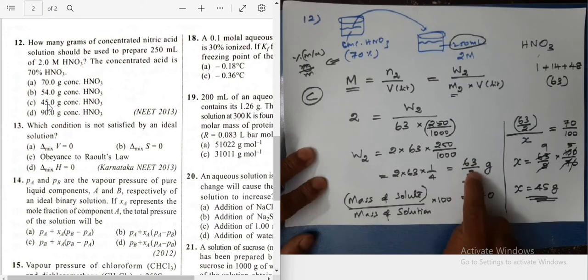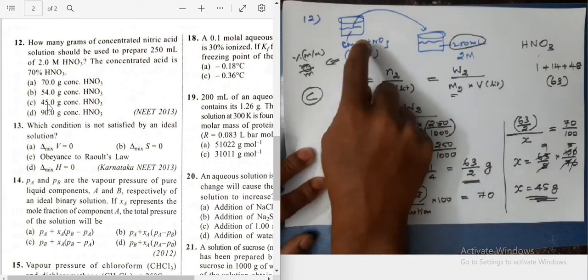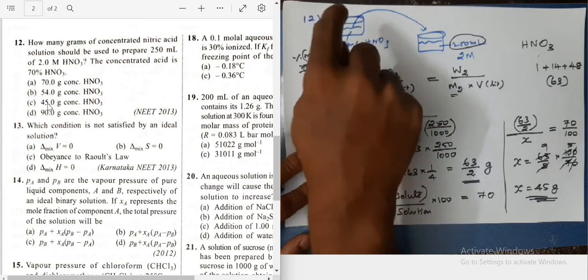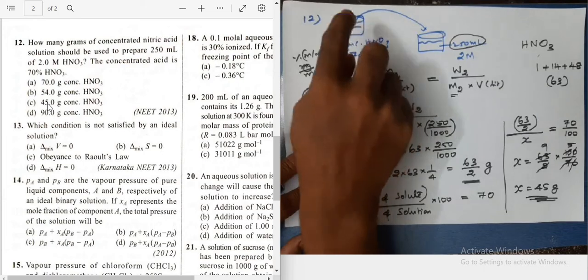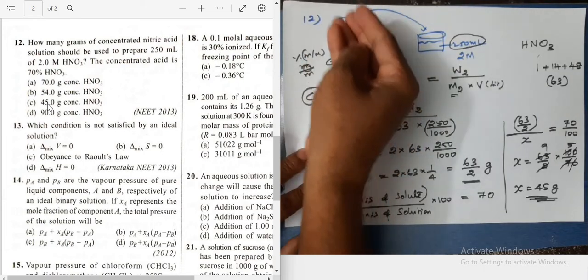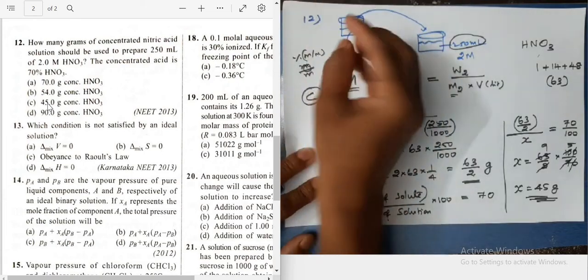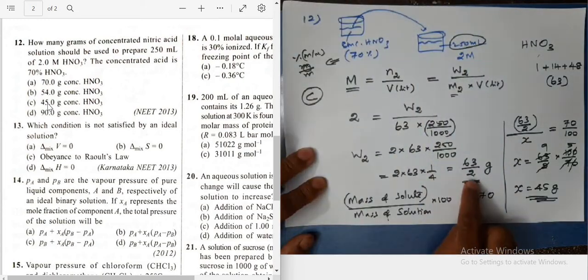But they have given some concentrated solution, and from this you have to prepare the required one. Therefore, what mass of this concentrated nitric acid should be taken such that that mass contains 63 by 2 gram of nitric acid? Is it clear?